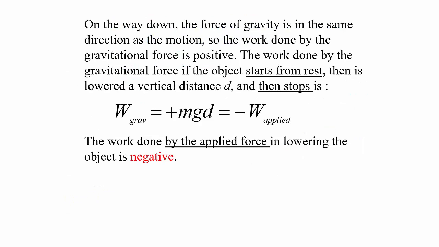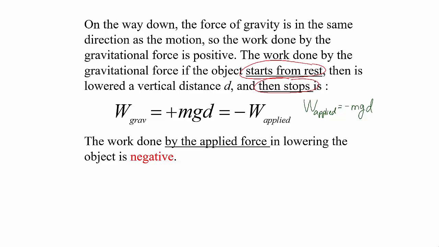For something that's moving downwards, the force of gravity is in the same direction as the motion, so the work done by gravity is positive. Again, if we're talking about an object that starts from rest, moves a vertical distance d, and then stops, the change in kinetic energy is still zero. And so if the work done by gravity is positive mg times the vertical distance, then the work done by the applied force has to be the opposite of that. So the work done by the applied force would be negative mg times the vertical distance.